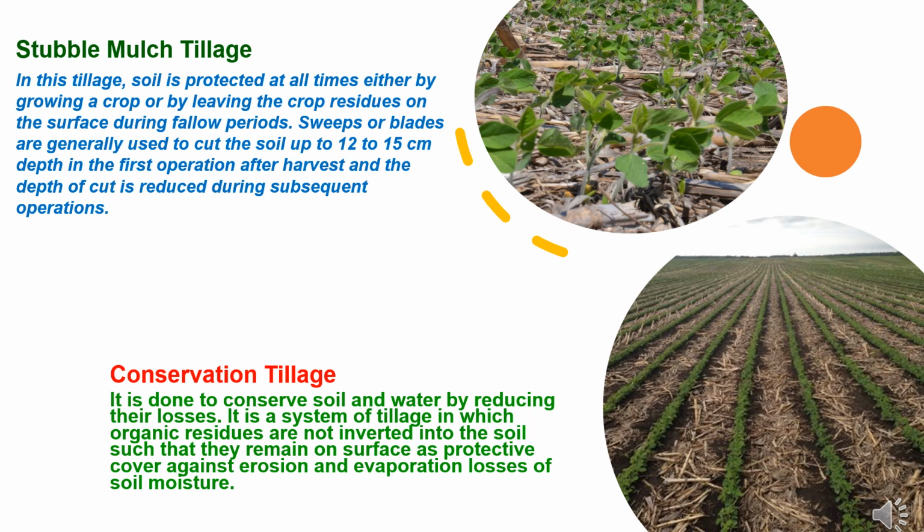Next is conservation tillage. This is done to conserve soil and water by reducing their losses. It is a system of tillage in which organic residue is not inverted into the soil, such that it remains on the surface as protective cover against erosion and evaporation losses of soil moisture.